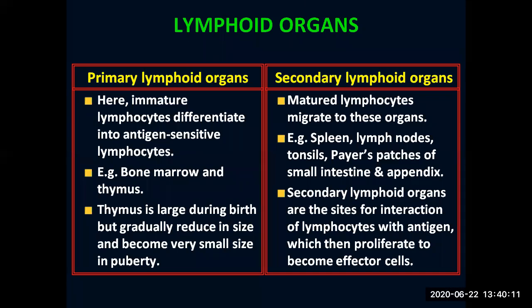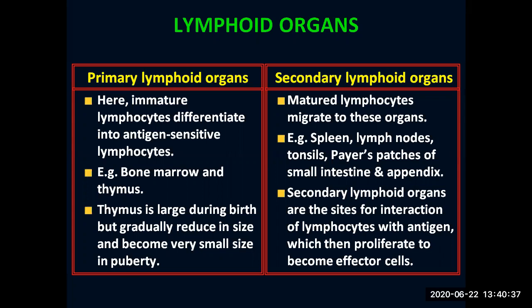The production of the T and B lymphocytes occurs in the primary lymphoid organ. Maturation occurs in the primary lymphoid organ. Wherever the activation occurs, that organ is called a secondary lymphoid organ. Okay, so let's talk about this. Here, immature lymphocytes like T and B differentiate into antigen sensitive lymphocytes in places like the bone marrow and thymus.